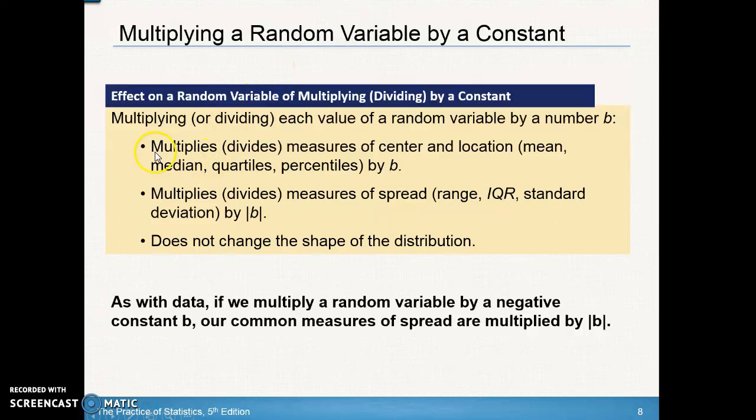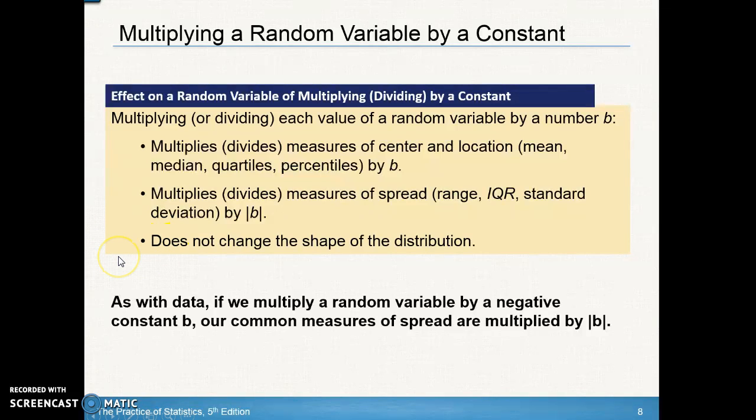So if you multiply a random variable by a constant to get the new measure of center, all you're going to do is take the old mean, multiply it by the transformation, and that gives you the new mean. All right, for the standard deviation, same thing. Take the old standard deviation, multiply it by the constant, get the new standard deviation. So the measures of spread, the range, the IQR, and the standard deviation all do the same thing. They all get multiplied by that constant.